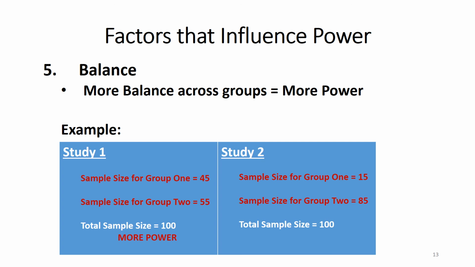And this lack of balance throws off our ability to be accurate in detecting the overall effect. So even though the total sample size in study two is 100, which is the same as it was in study one, the balance is off. So study two has much less balance, therefore it has less power. Study one has more balance, therefore it has more power.